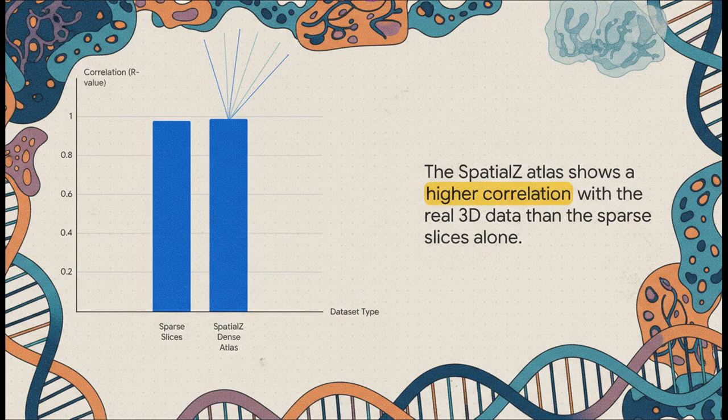On the left, that's the real slice, the ground truth. And on the right, that's what SpatialZ predicted. I mean, just look at that. The resemblance is absolutely stunning. And we can actually put some hard numbers on this. This chart shows the correlation with the real 3D data. Now, the original sparse slices are already really good, with a correlation of 0.98. But look what happens with the SpatialZ atlas. It pushes that accuracy even higher, to 0.99. So it's not just plugging holes, it's making the entire model even more true to life.